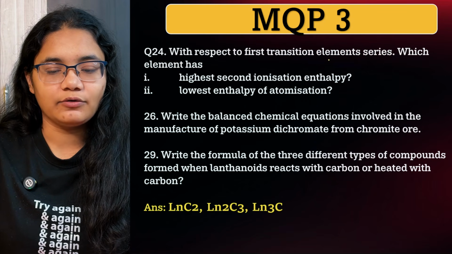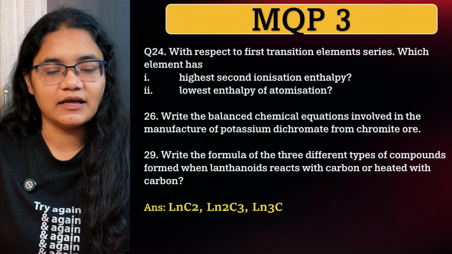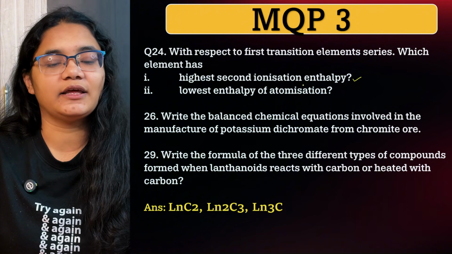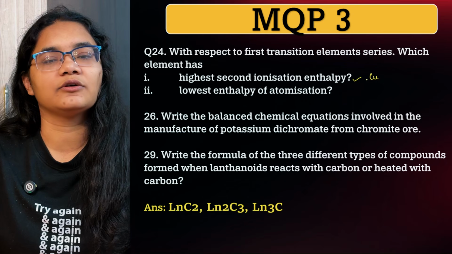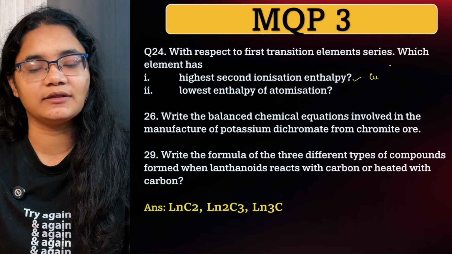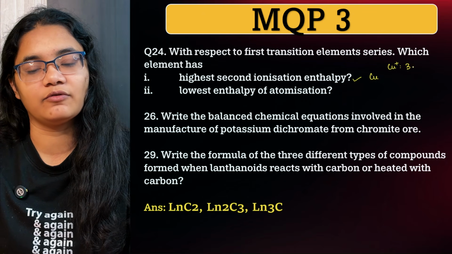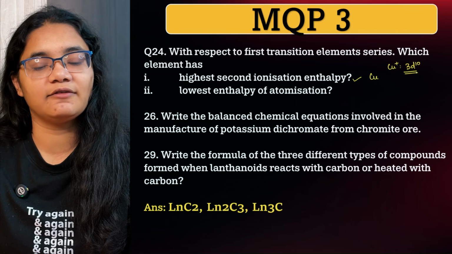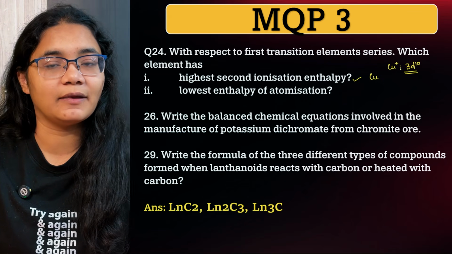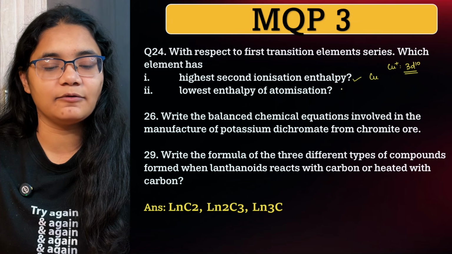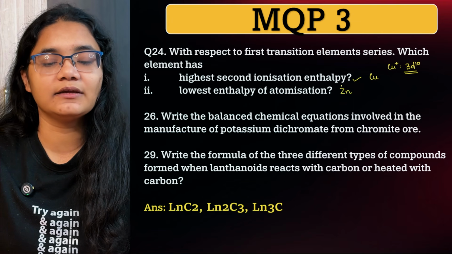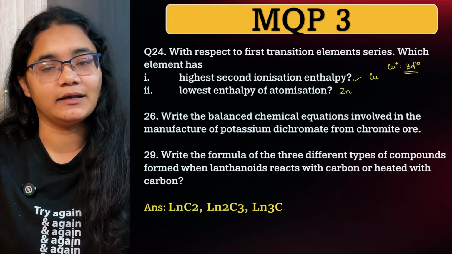Next, with respect to transition elements, which element has the highest second ionization enthalpy? That is copper, because after first ionization enthalpy, Cu+ has an electronic configuration of 3d10. So it is very, very difficult to remove an electron from this one. Then lowest enthalpy of atomization is again in zinc, because it has no metallic bonding.